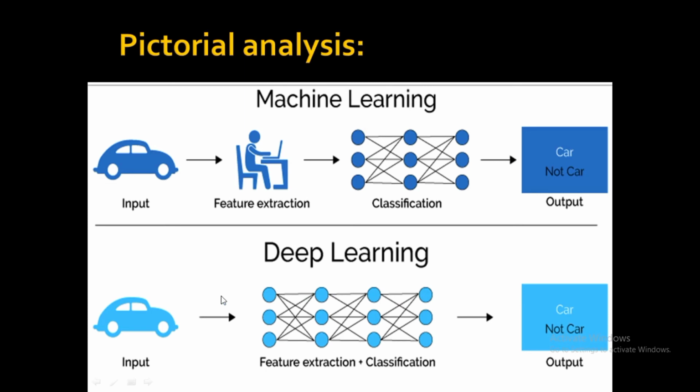So this is a pictorial analysis where you can see the input, then the feature extraction is done, then the classification or algorithm is applied and the output is generated. Whereas in deep learning, all the stages are combined here. The input is provided to the analysis where the feature extraction and classification, both things are done in the same place and the output is generated. So this is the basic difference between machine learning and deep learning.